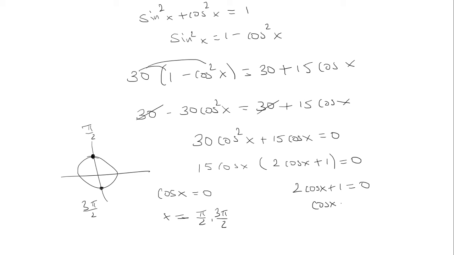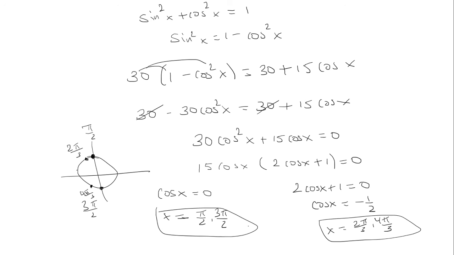And here we'll solve for cosine to be negative 1/2. Cosine is negative both in the second and the third quadrant. So that would be 2 pi over 3 and 4 pi over 3. So these four are our answers.